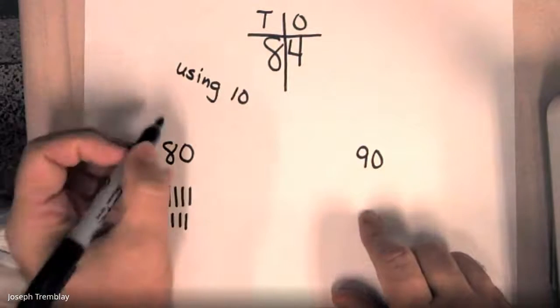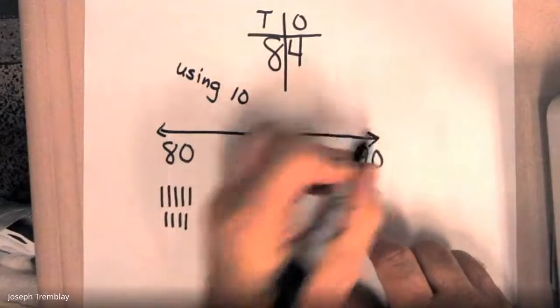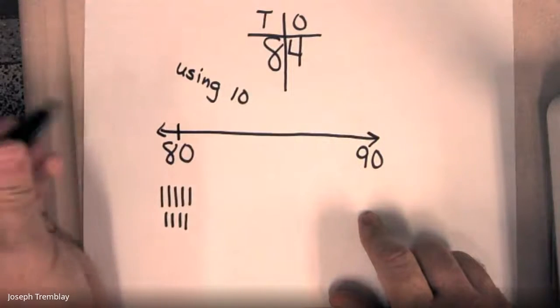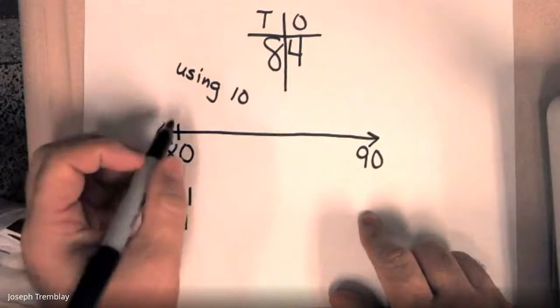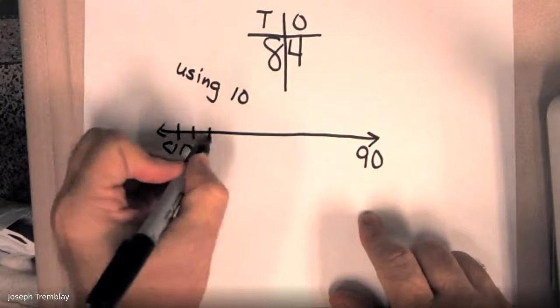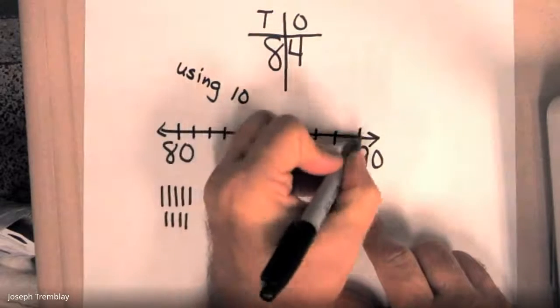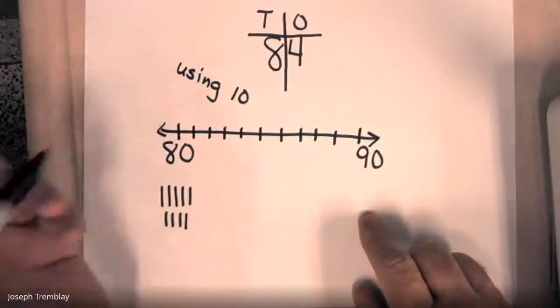Now to find my midpoint, I'm going to draw the line, and I'm going to put my tick mark here, and I'm going to go ahead and count 10 tick marks over. Here we go. 80. 1, 2, 3, 4, 5, 6, 7, 8, 9, 10. The 10th one should be on 90.